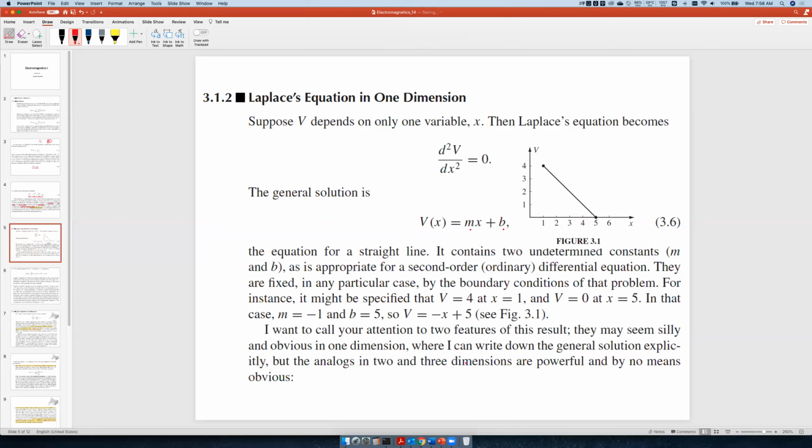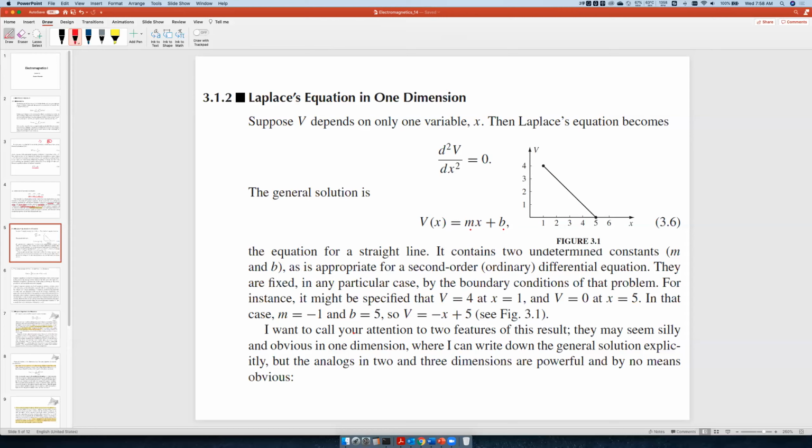So in any particular case, by the boundary conditions of that problem, m and b should be fixed. For instance, it might be specified that V equals 4 at x equals 1 and V equals 0 at x equals 5. If you have those two conditions, then you can figure out m and b. In that case, m equals -1 and b equals 5. So the equation becomes V(x) equals negative x plus 5, which is shown in this figure.